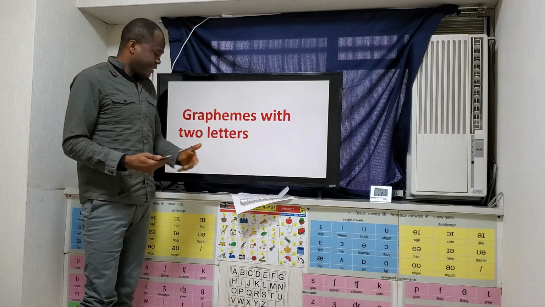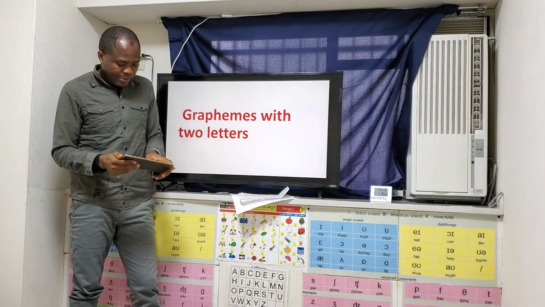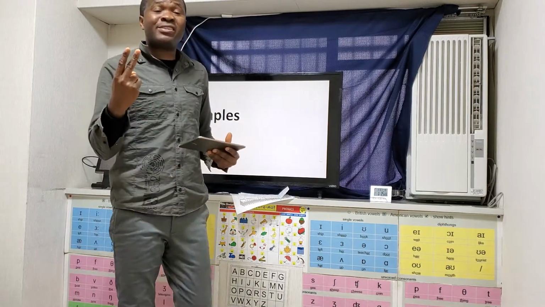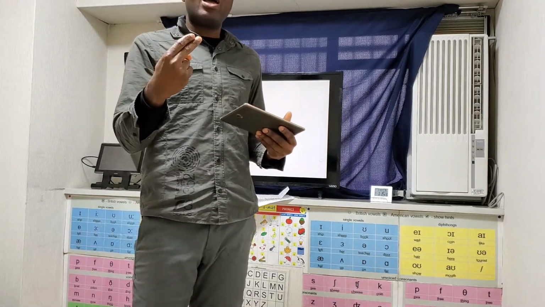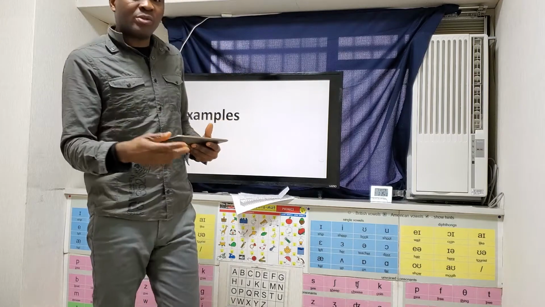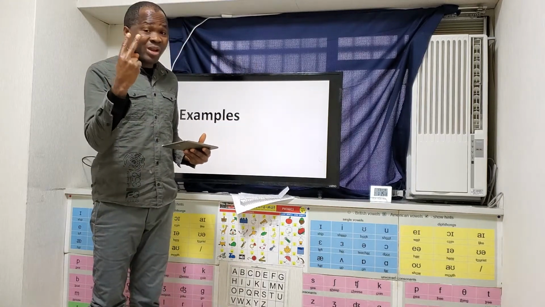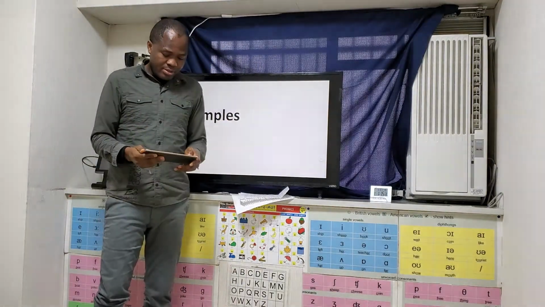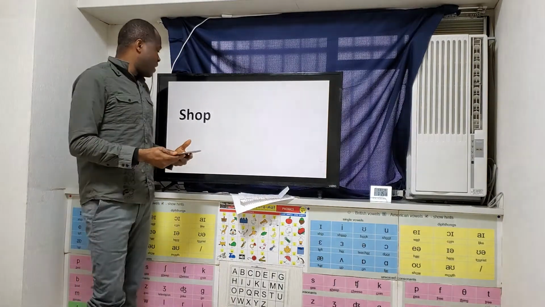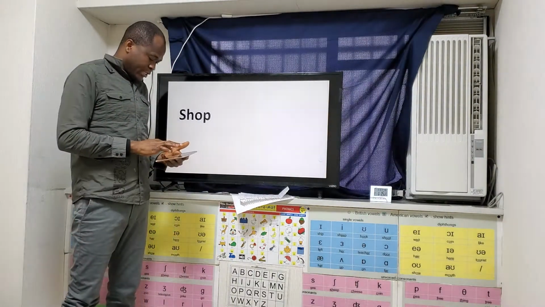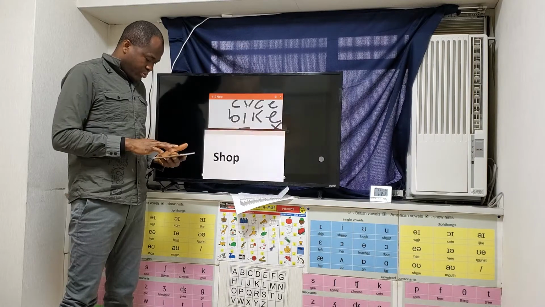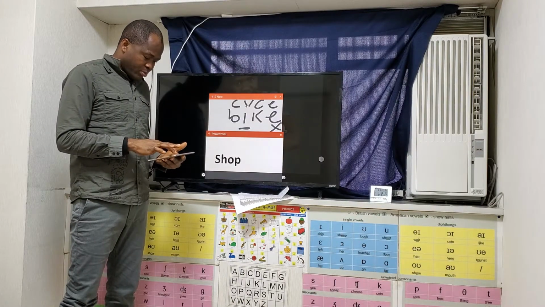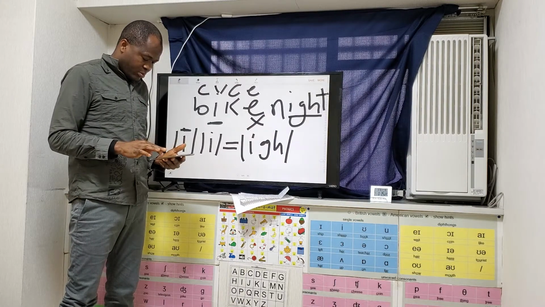So this is why English is difficult to learn, to read, to study, and to spell a word. Grapheme with two letters. Let's look at grapheme with two letters. So it means that two letters are going to be together to form a unit of sound. So we have a word like shop. Let's go to our digital board. Shop. A word like shop.